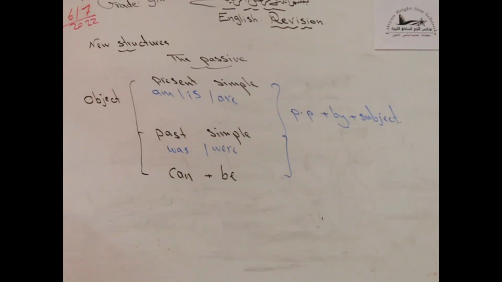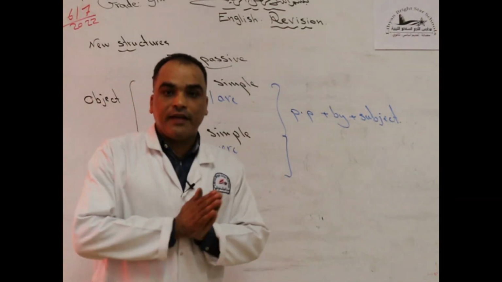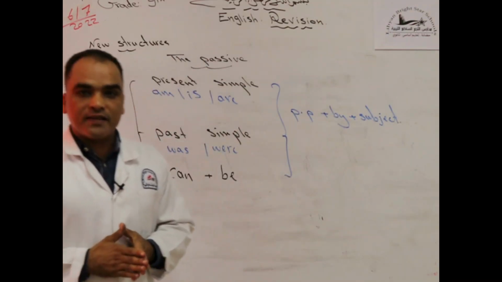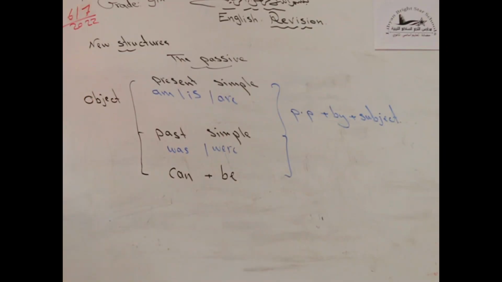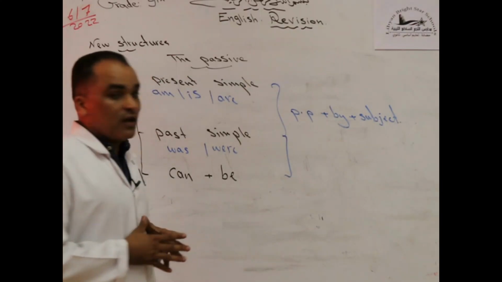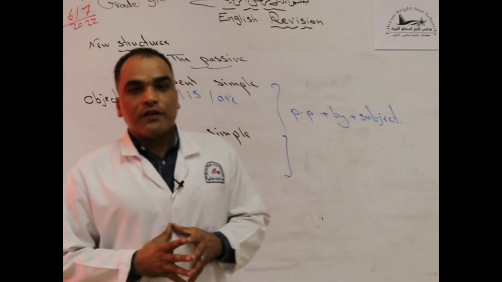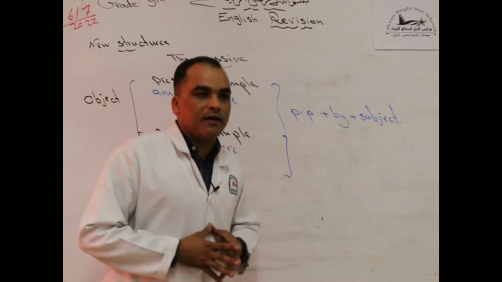The passive. In English, a sentence may be in the active or in the passive. في الإنجليش الجمل يا إما تكون جمل active معلومة يا إما passive مجهول. To change the sentence from active to passive, لتحويل الجملة من active إلى passive. At the beginning, we must know why do we change the sentence from active to passive? ليه بنحول جملة من معلوم إلى مجهول?